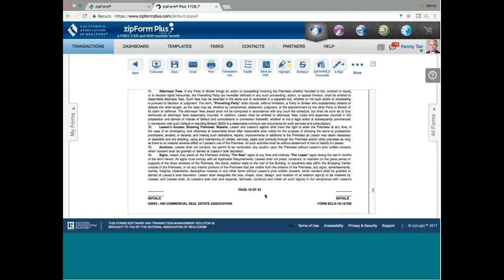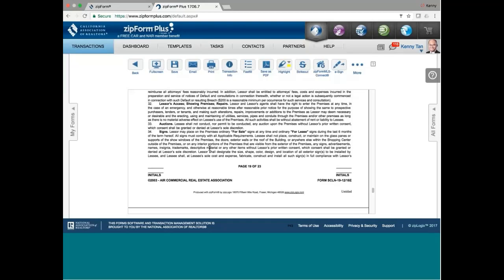Here's an interesting one. Number 33 is auctions. Lessee shall not conduct nor permit to be conducted any auction upon the premises without the lessor's prior written consent. So if you are closing shop, you're doing liquidation, you can't conduct any auction without the landlord's consent. That's all it means.